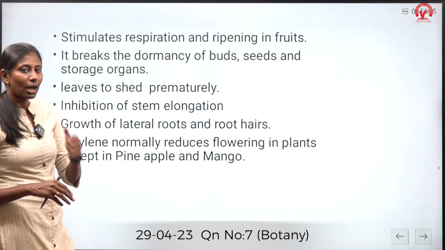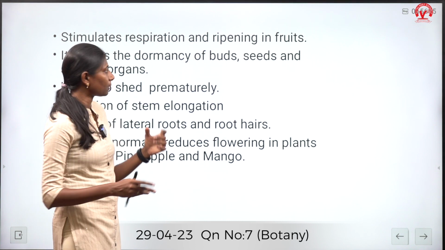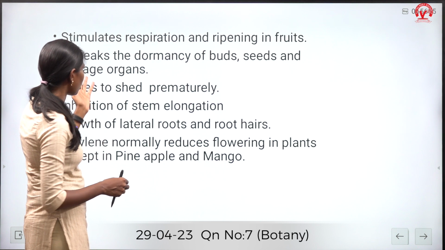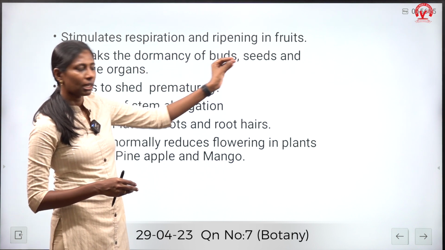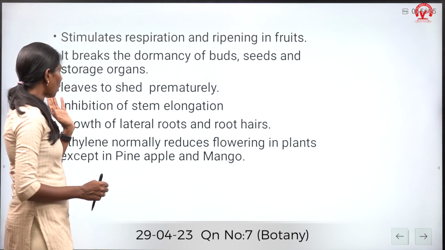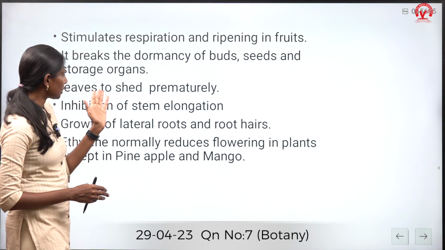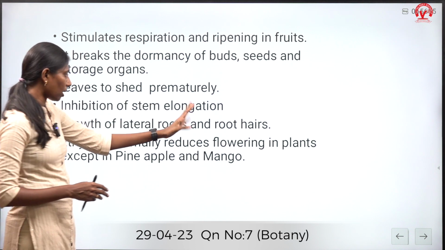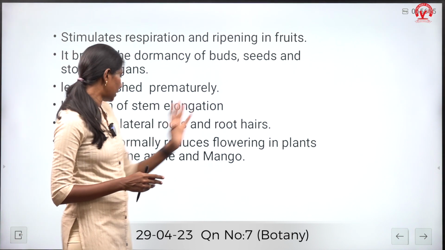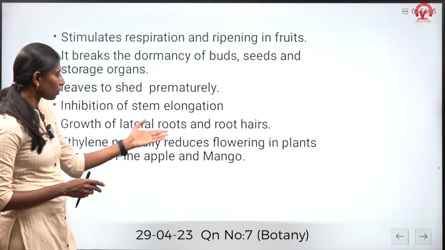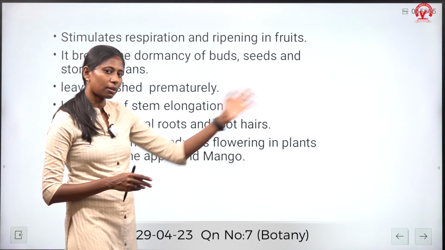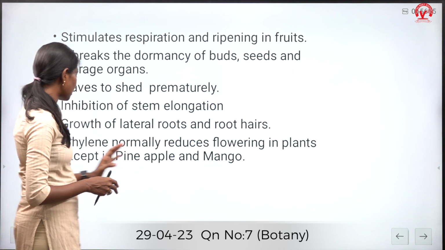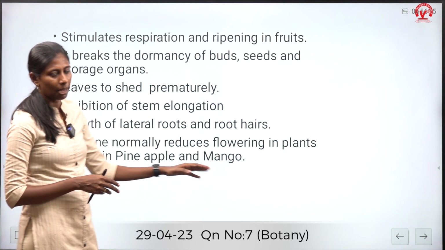So ethylene, you have to know some other points related to ethylene. It will stimulate the respiration and ripening in fruits, and also it breaks the dormancy of buds, seeds and storage organs. Also it induces the leaves to shed prematurely. Inhibition of the stem elongation is the result of ethylene. Growth of the lateral roots and root hairs is also promoted by ethylene, and ethylene normally reduces the flowering in plants except in pineapple and mango.